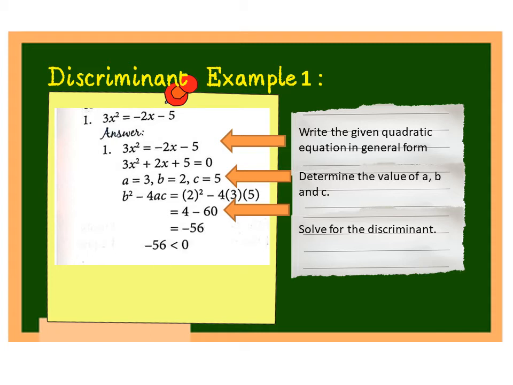And you will get the answer of -56. We will use the value of the discriminant to describe the roots. It is less than 0, so the roots are not real numbers.